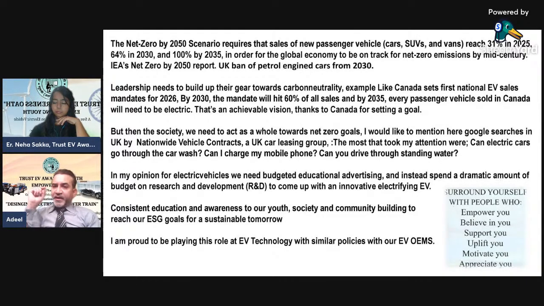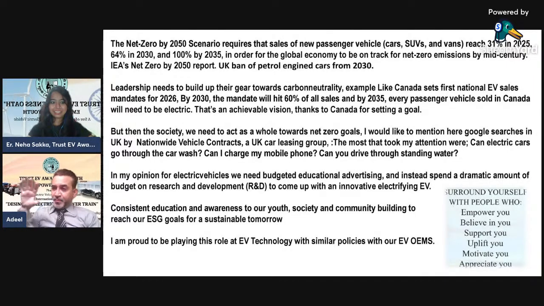I would like to mention here Google searches done by a UK nationwide vehicle contract company, a UK car leasing group. The most laughable questions people have asked were: can electric cars go through the car wash? Can I charge my mobile phone? Can you drive through standing water? These are the three or four Google searches done in the UK.